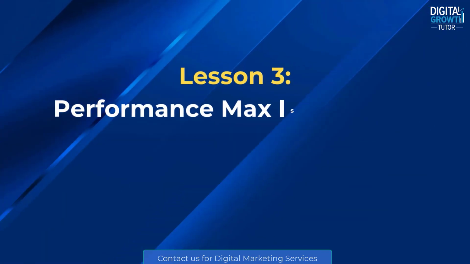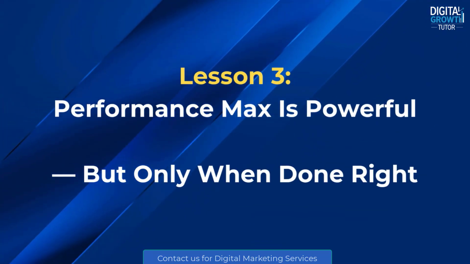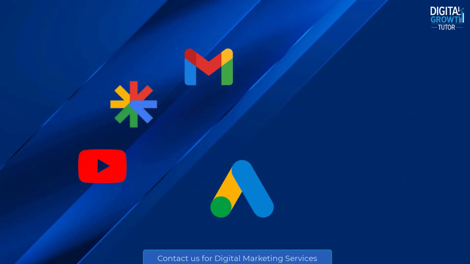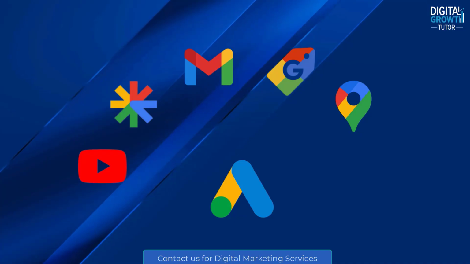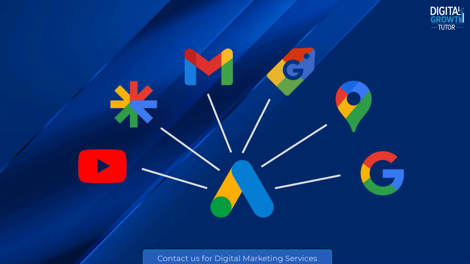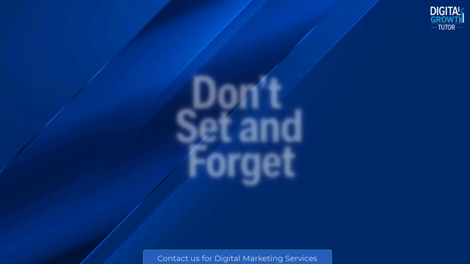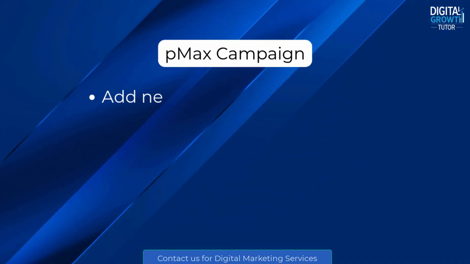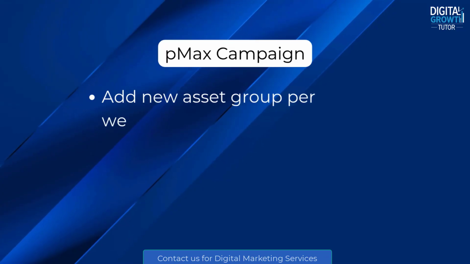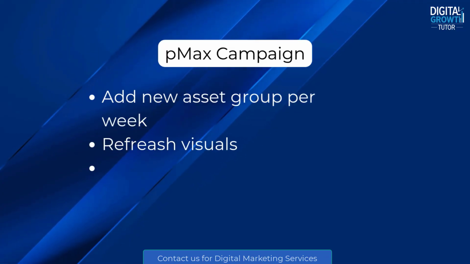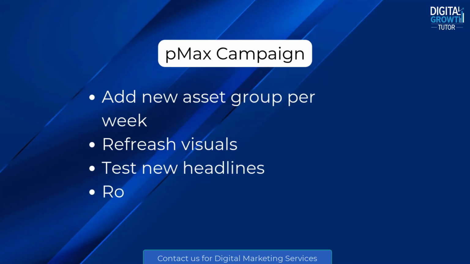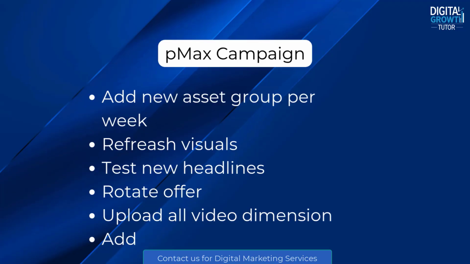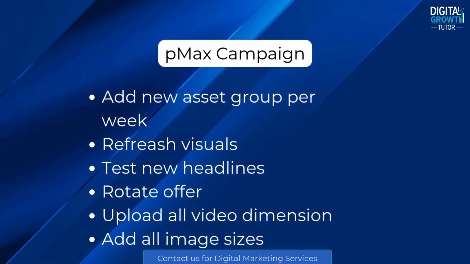Lesson 3. Performance Max is powerful, but only when done right. Performance Max is one of Google's most advanced campaign types, but many advertisers fail with it because they treat it like a set-and-forget campaign. What I learned is that Performance Max needs constant creative input. In my campaigns, we added new asset groups every week, refreshing visuals, testing new headlines, and rotating offers. We uploaded all video dimensions, square, vertical, and landscape, and every image size Google recommends.